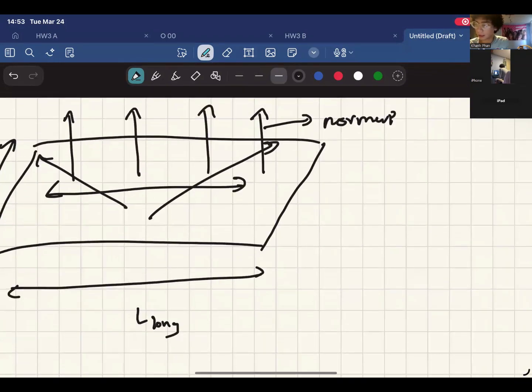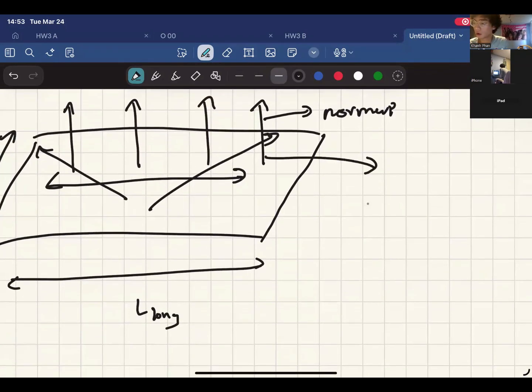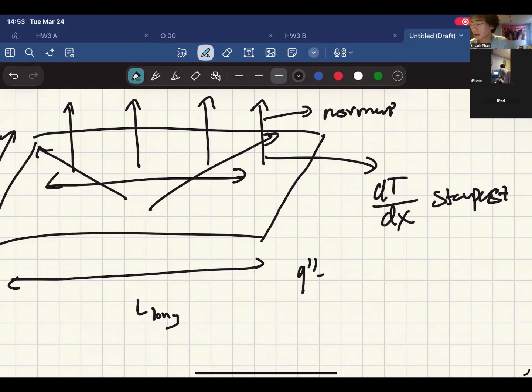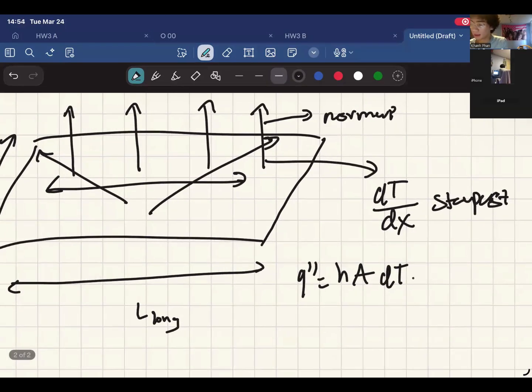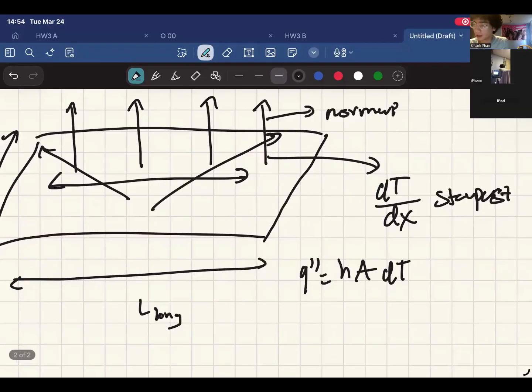And then over here, in the normal direction, the temperature gradient is the steepest. And heat flux depends on the temperature gradient. So the higher the gradient, the more the heat flows. So that's why heat flow in the normal direction is always the greatest.